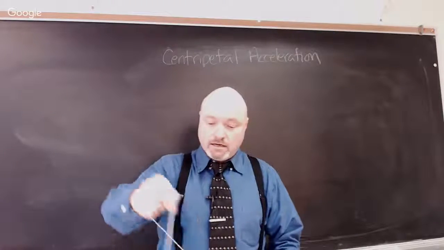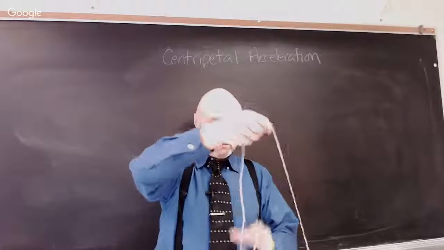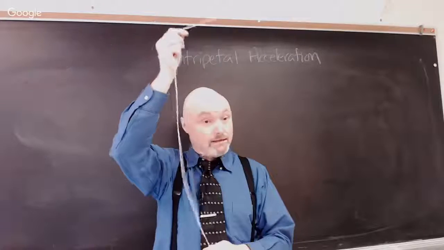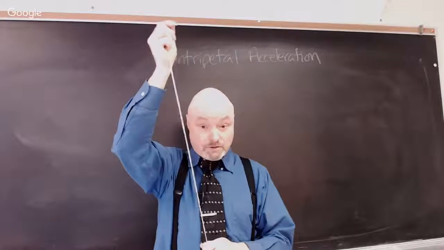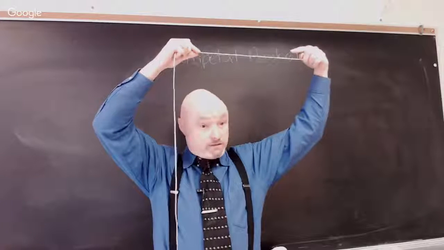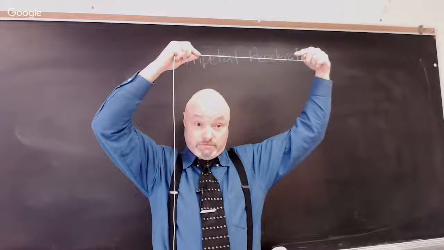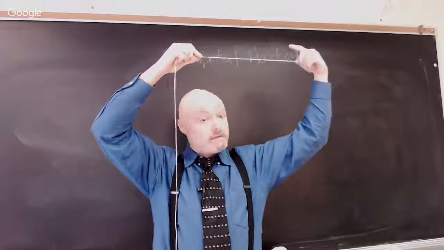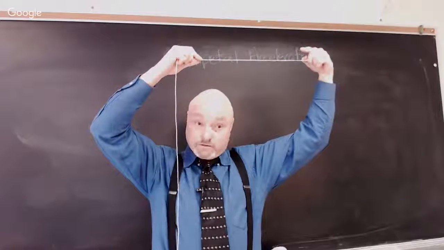And so one of the main concepts that you work on when you're dealing with centripetal acceleration is the fact that the acceleration of the rubber stopper is actually always directed right towards the center of the circle. So even though this rubber stopper is going around in circles, it's always accelerating right towards the center of the circle.